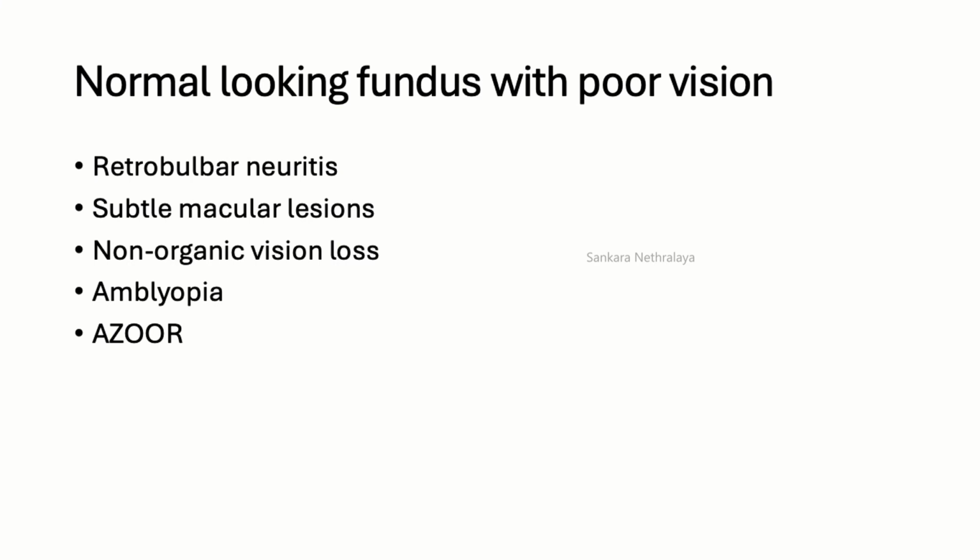So one important message is, if you find a patient with a normal looking fundus and with poor vision, if you dilate the pupil, one important evidence has been destroyed, which is pupillary reaction. So if in doubt, please don't dilate. Now you may ask, how can I know the fundus is normal without dilating and examining? Can you examine without dilation?